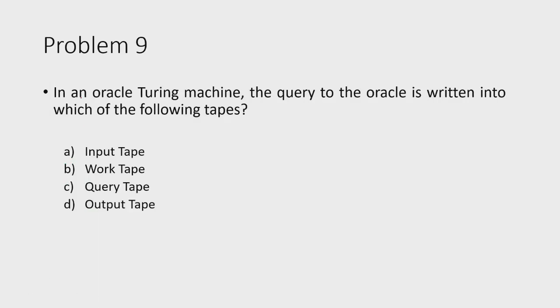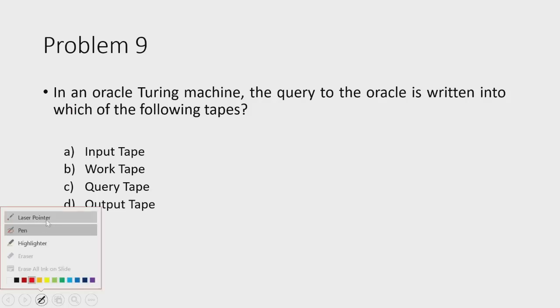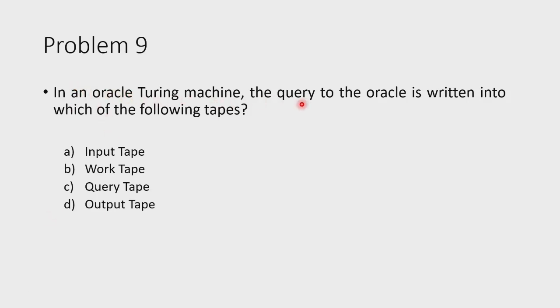So the next question is also a recall question. In an Oracle Turing machine, the query to the Oracle is written into which of the following tapes? Input tape, work tape, query tape, or output tape? Yeah, so it's written to the query tape. This is just a recall question. There is nothing to explain over here.